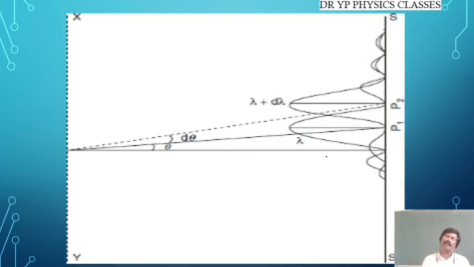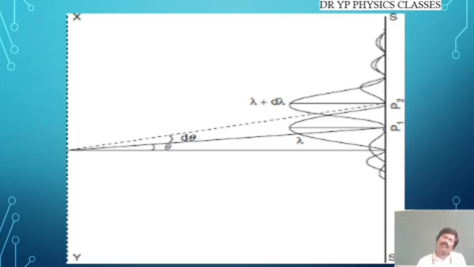So this is what happens. This is the maxima of the one object, and this is going to coincide with the minima of the other object. This is a maxima of one object, and this is the maxima of the another object. This wavelength is lambda, and this is lambda plus d lambda. Then you can see that the maxima of the one coincides with the minima of the other.